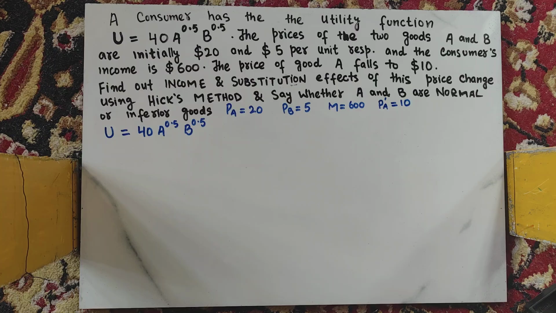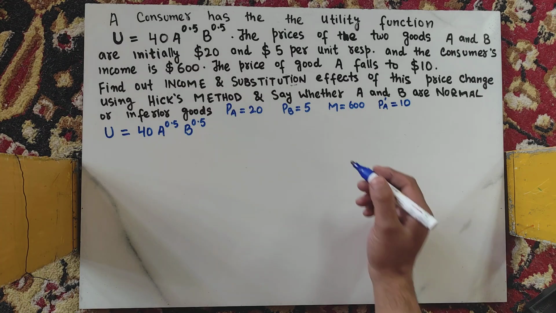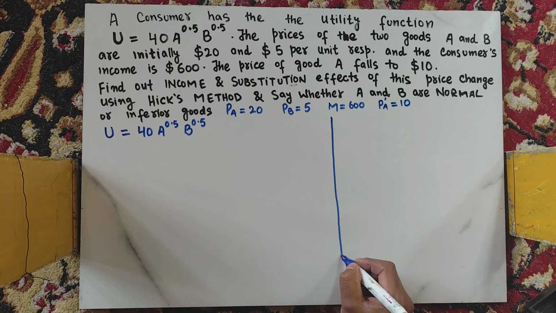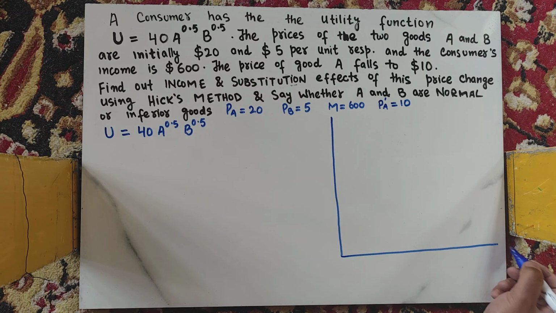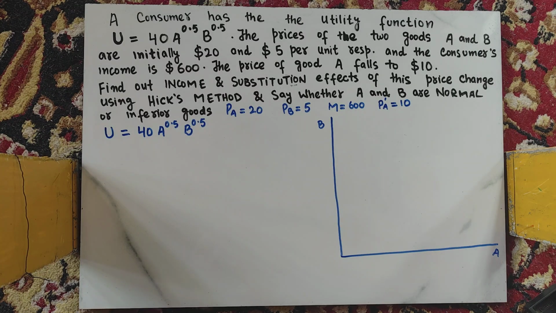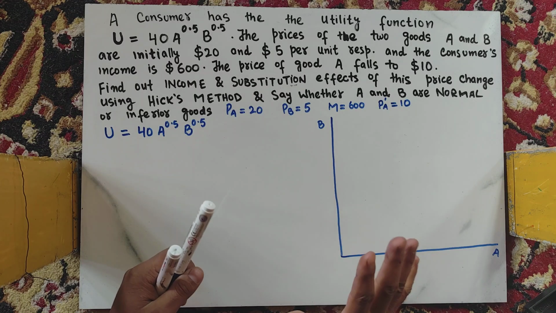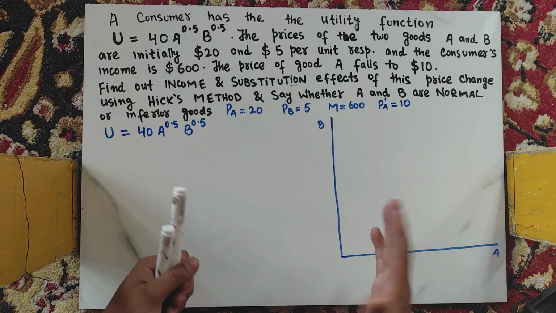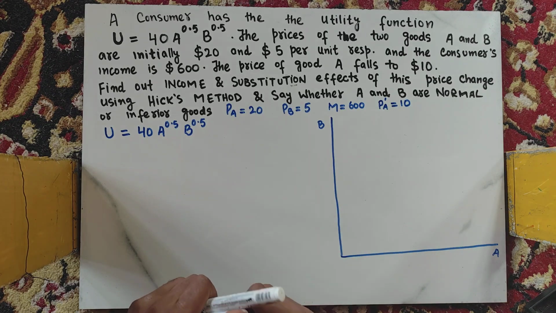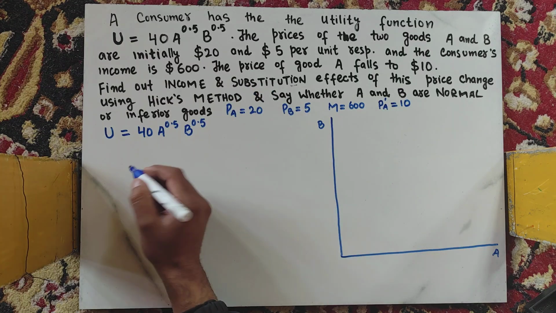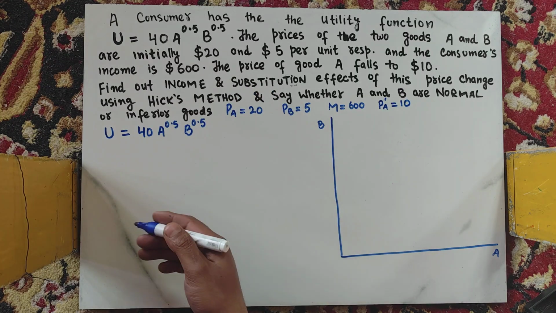Okay, so let me draw this graph to make things easy. We have good A on the horizontal axis and good B on the vertical axis. So what will we do here? There are two things. First, we need to find the initial optimal bundle without the price change. And what is meant by the income and substitution effect? Let me say it briefly.